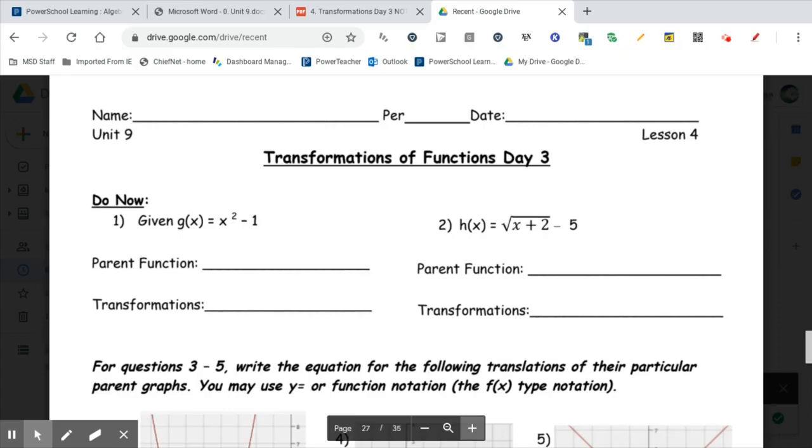Okay, boys and girls, today we're going to do transformation of functions, day 3. This is lesson 4 in your packet. So for the first question, it says given g of x equals x squared minus 1. They want us to state what the parent function is.